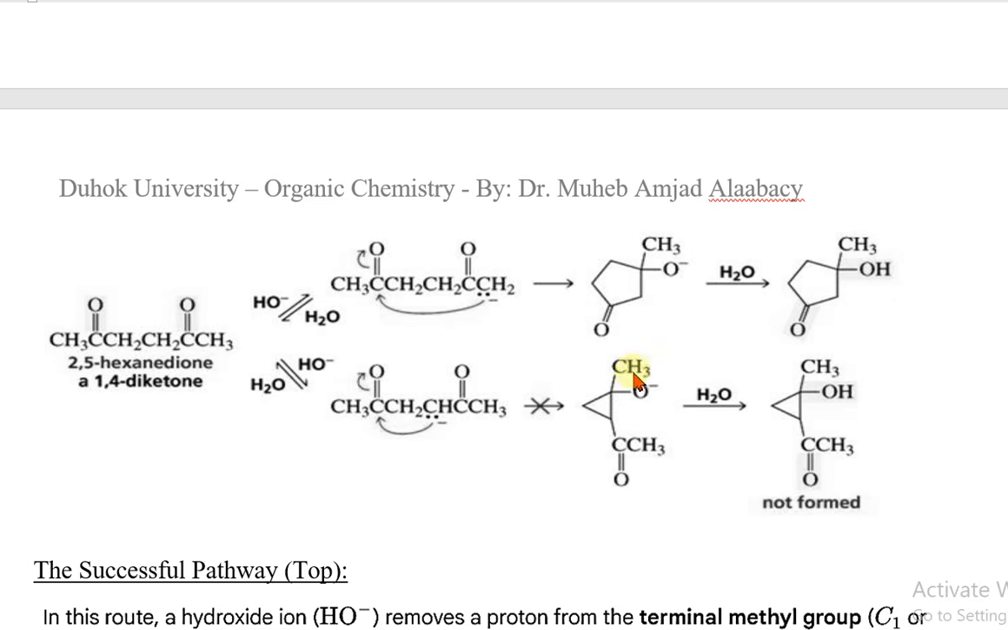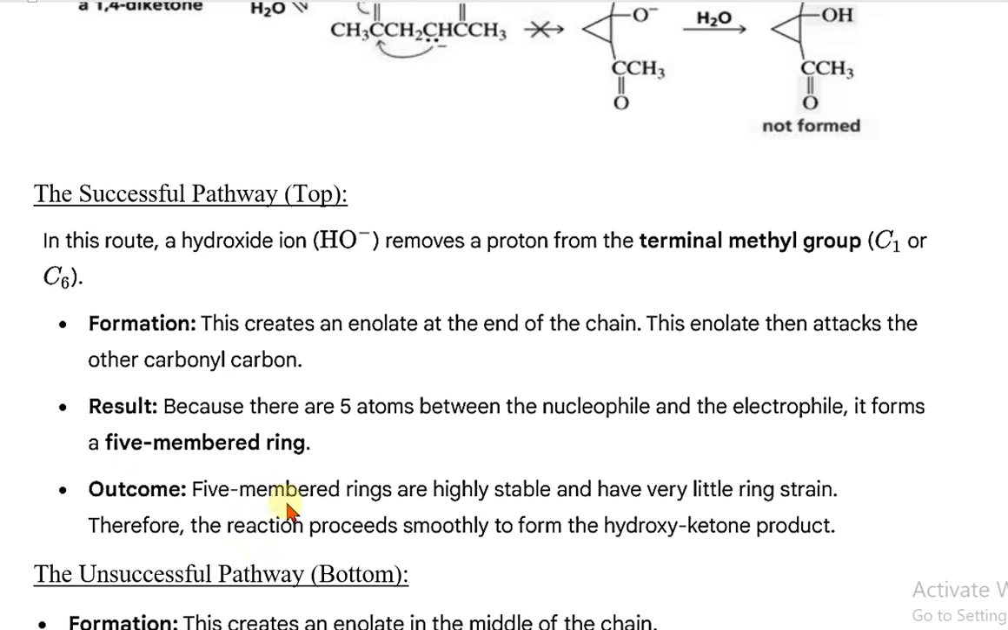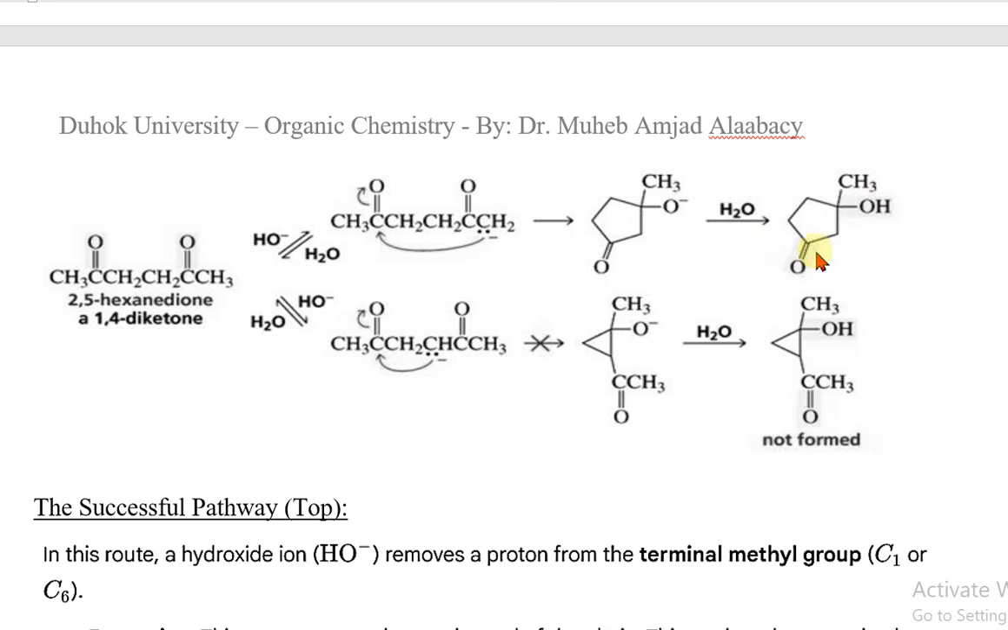the strain of the cycle. This cycle is not stable, so it needs much energy to close the carbanion, the new carbon, to this carbon atom. So all the time the 5 or 6-member ring is preferred over other sizes of rings. The 5-member rings are highly stable and have very little ring strain. There is not much strain in this cycle. Therefore, the reaction proceeds smoothly to form the hydroxy ketone product, this cyclic compound.